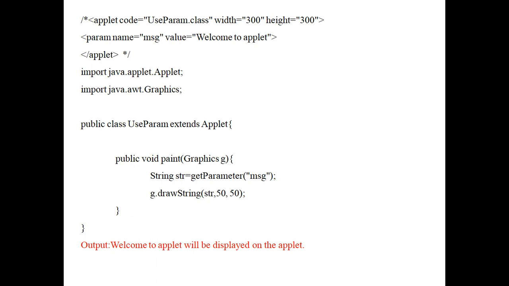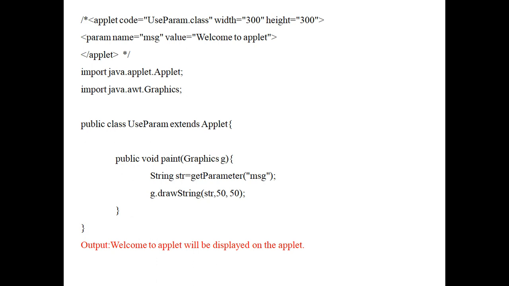I have commented the entire HTML code, imported the two required packages, then I will create the class. So public class useParam. useParam is the name that is used in the applet code also. So the name should be the same. Extends Applet. Now, in public void paint or in public void start also you can retrieve the parameter. Here I am trying to retrieve the parameter and print it on the screen. So I can put it in the paint also.